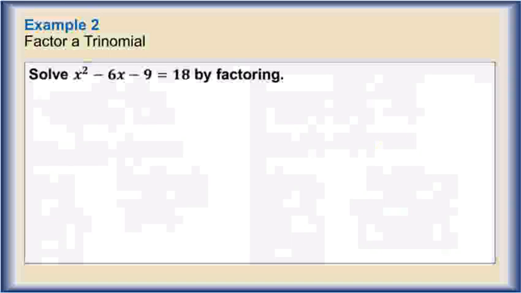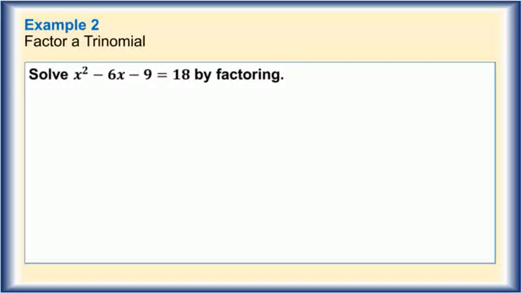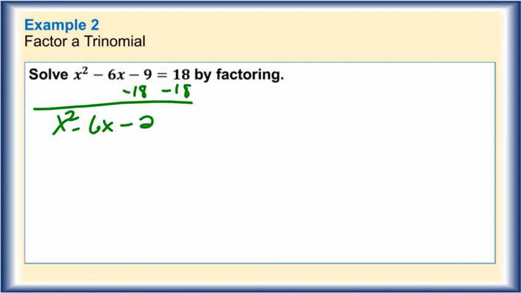Moving on to our next example, example 2. Here we're going to factor a trinomial. Before we just had binomials, here we factor a trinomial. Same thing here, we need to make it equal to 0, and then we move from there. So I'm going to subtract 18 here, and now I have x squared minus 6x minus 27 equaling 0.